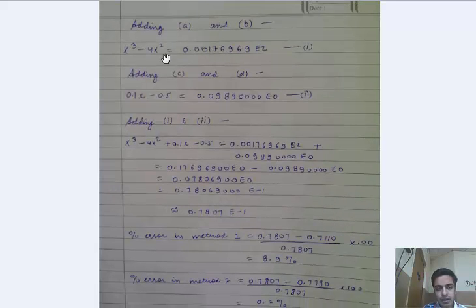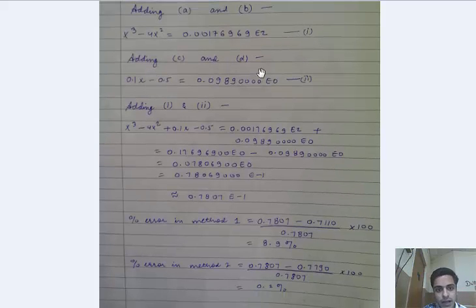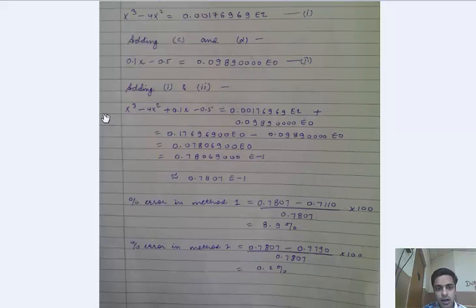Adding equation A and B, x cube minus 4x square is equal to 0.00176969 e-2. Calling this equation number 1. Adding C and D will give us 0.1x minus 0.5, that is equal to minus 0.0989 0000 e0, that is equation number 2. Adding 1 and 2, after substituting these corresponding values, we will get the value of the polynomial as 0.78069000 e-1, which is nearly equal to 0.7807 e-1.